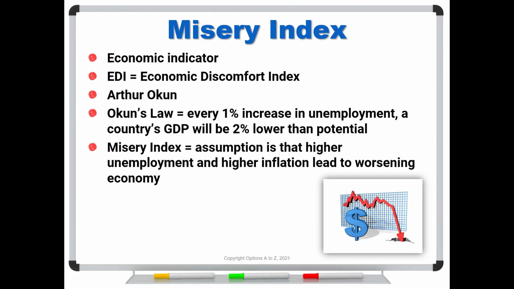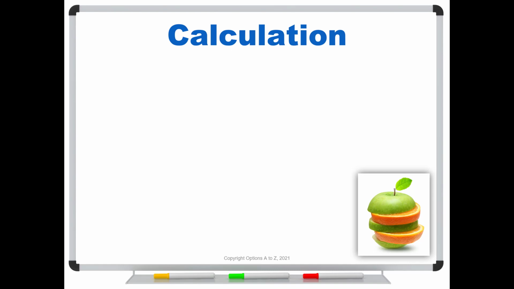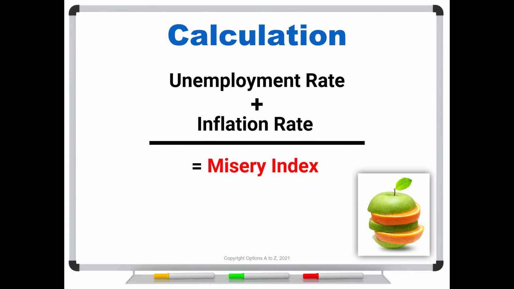Now, with the misery index, the assumption is that higher unemployment and higher inflation lead to a worsening economy. Based on these two ideas, the calculation is actually quite simple. Take the unemployment rate and add it to the inflation rate, and that gives you the misery index. Admittedly, you are adding apples and oranges, but what's nice about it is that it's simple. These are technically seasonally adjusted rates that you should be looking at, but it's still a fairly simple number to determine, and it also makes it possible to do fairly quick comparisons with other countries.